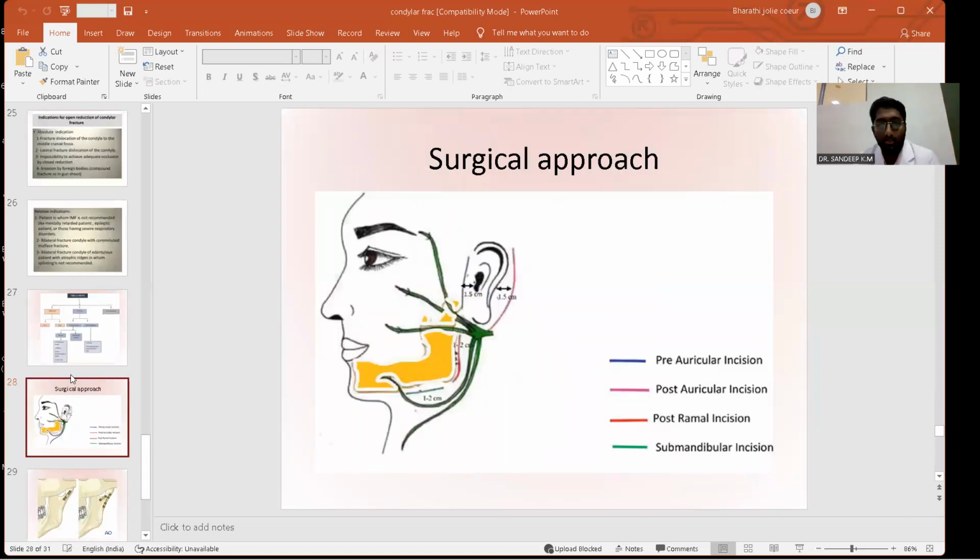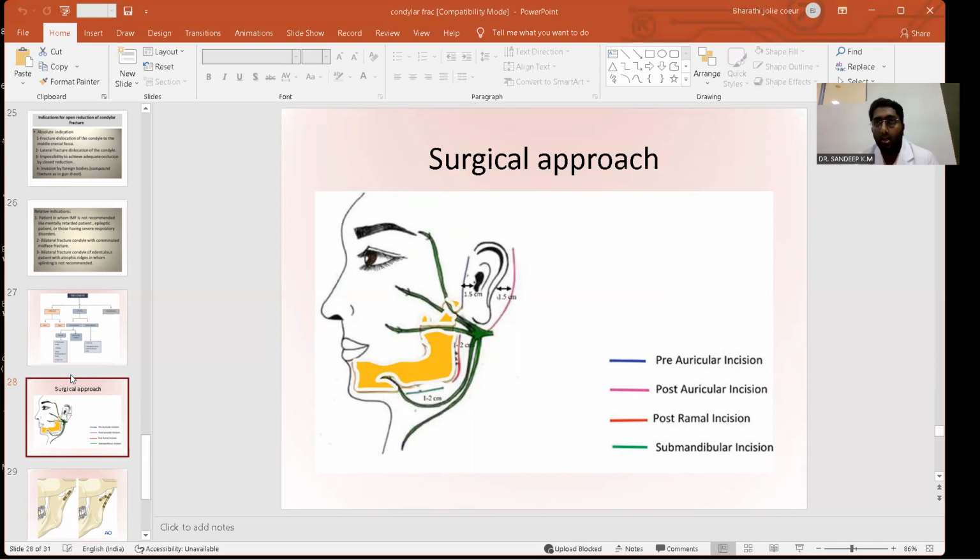So these are the surgical approaches. First, we have the preauricular incision. The preauricular incision is made anterior to the tragus. We will dissect the skin and the subcutaneous tissue. Below the subcutaneous tissue, we have the superficial fascia. Below the superficial fascia, the facial nerve branches will be traversing.